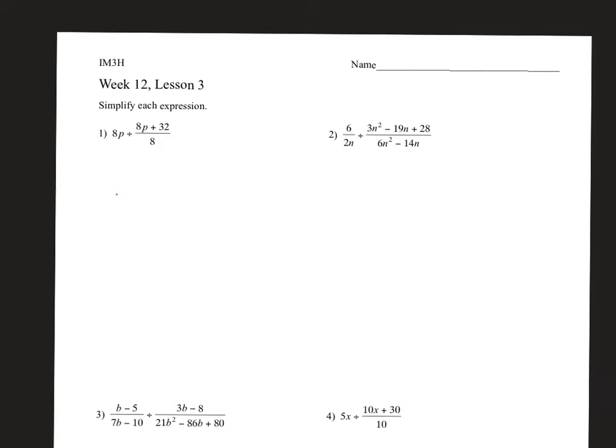All right, this is week 12, lesson 3. This is going to be really similar to the lesson that you just did in lesson 2. If you're looking at the worksheet, you'll notice that all these problems are division. So that means that step number 1 is to change it all to multiplication. Step 2 is going to be the same as the last lesson, which is to factor whatever you possibly can. And then step 3 is to cancel anything top and bottom that is either identical or opposite.